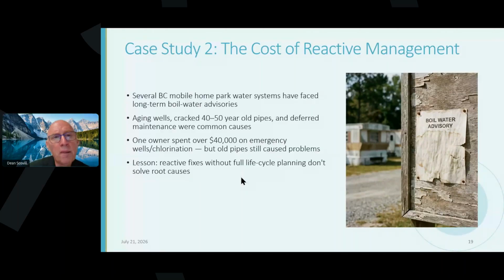And I'll tell you, that'll put you in far better standing than just going to a potential grant funding organization and saying, hey, I've had a boil water advisory for the last 15 years. I'm frustrated. Can I get some money? They're not going to give you money. They're only going to give money if it's available for that situation, if I've done some homework and shown them what I'm planning to do and what my asset ages are. So what are the lessons here? Reactive fixes without full life cycle planning don't solve root causes.